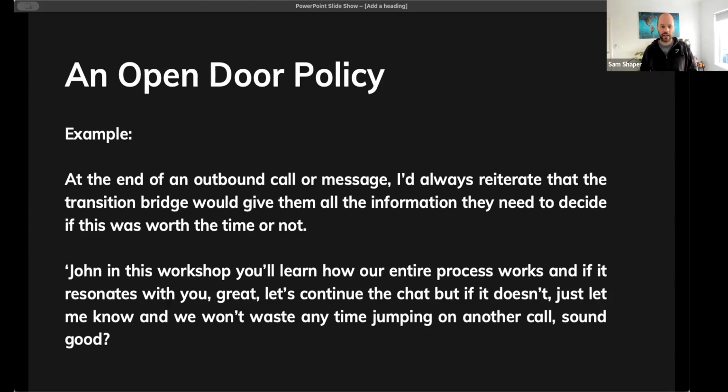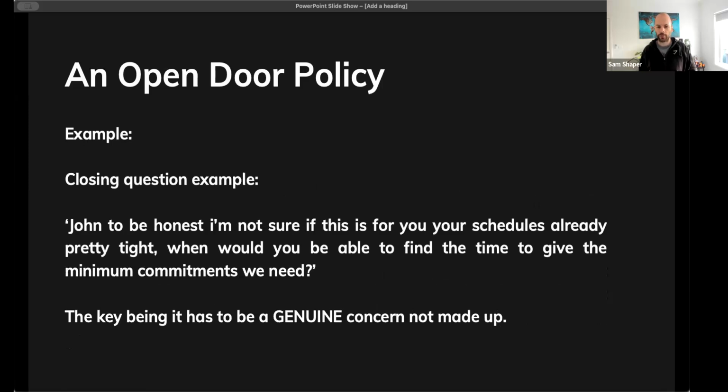So this open door policy really helped me, at least with my personality, because as I said, I always got really uncomfortable. When I first started in sales, I was given scripts that were like, don't let them off the phone until they say yes, and I always just felt slimy and really uncomfortable doing that. So the open door policy kind of helped.